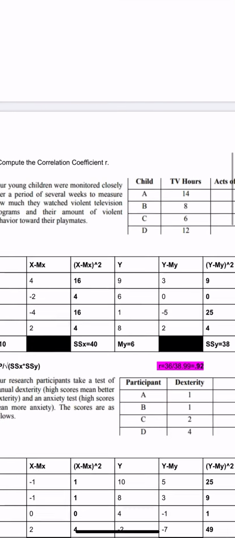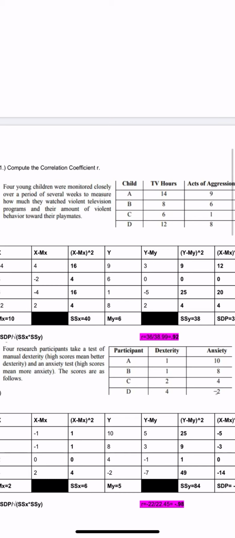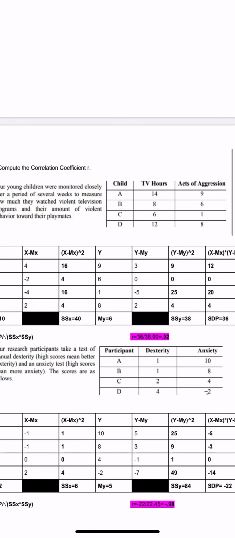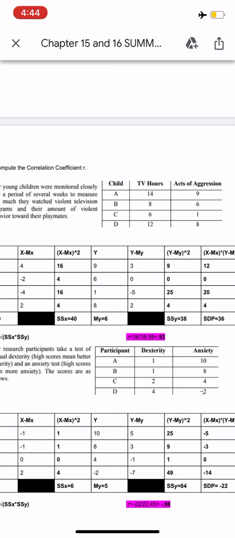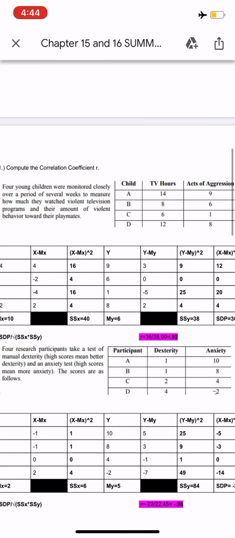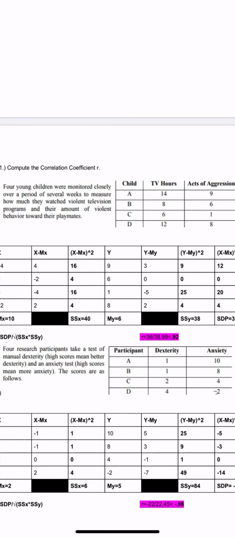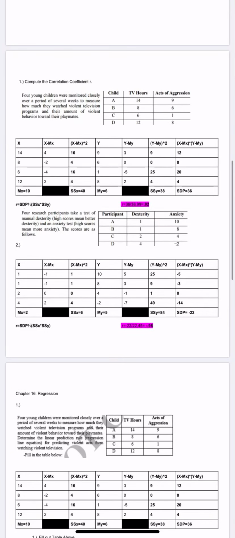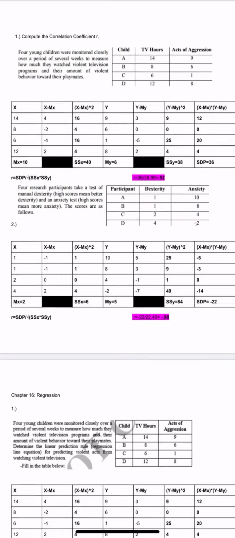So to say it in regular words, the more violent television TV hours the child watched, the more acts of aggression they showed toward their playmates. All right, so I'm going to do one of each of these. Just go and practice. Use the same steps for number 2.